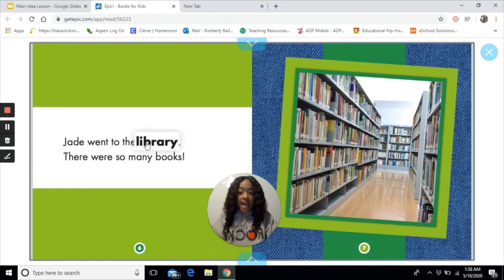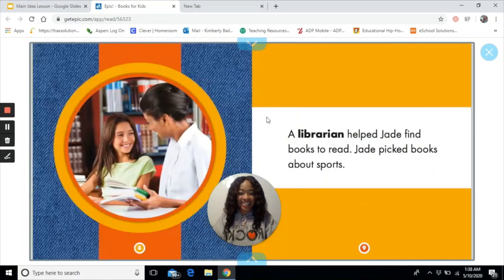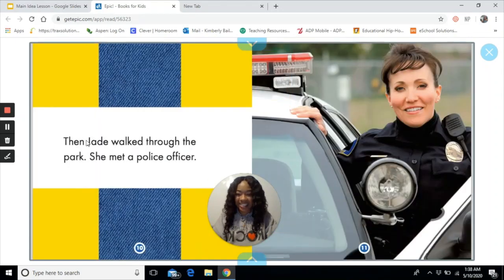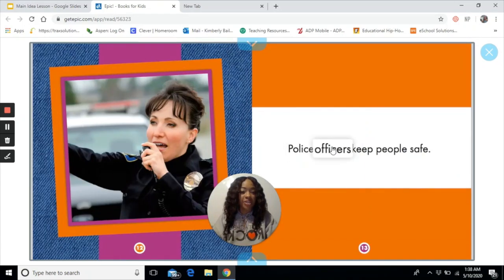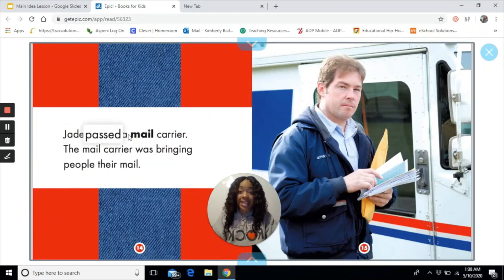Jade went to the library. There were so many books. A librarian helped Jade find books to read. Jade picked books about sports. Then Jade walked through the park. She met a police officer. Police officers keep people safe. Jade passed a mail carrier. The mail carrier was bringing people their mail.